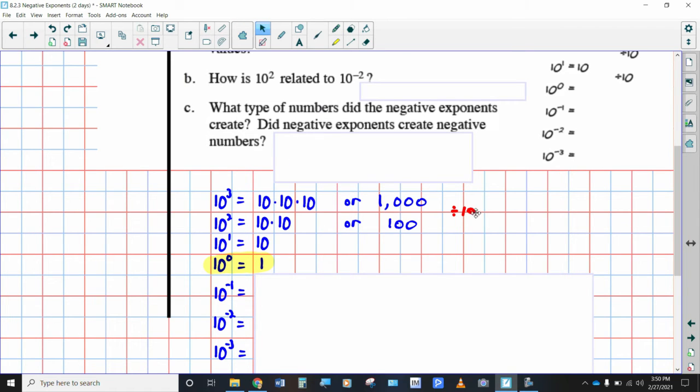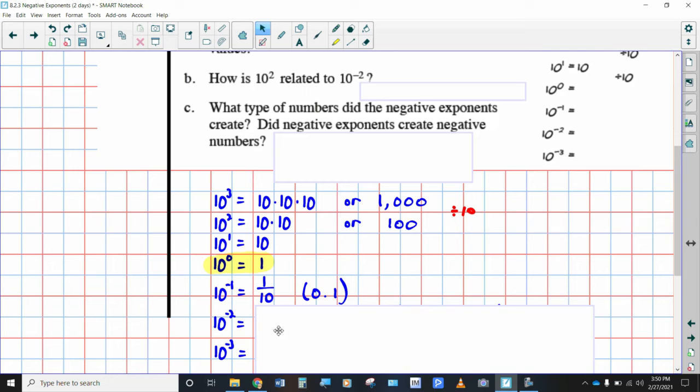So if our pattern always is divide by 10, 1,000 divided by 10 is 100, 100 divided by 10 is 10, 10 divided by 10 is 1. What's the next one have to be? It has to be 1 divided by 10, which would be 1/10. If we put 1/10 into decimal form, that is 0.1, right? So 10 to the negative first is equal to 0.1.